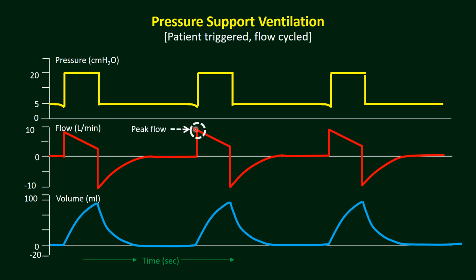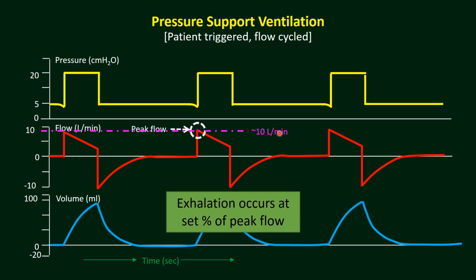So, after reaching that point, in the beginning of inspiration, as the inspiration goes on, the flow will come down gradually. So, this is the maximum inspiratory flow at the beginning of inspiration to reach this pressure. Here in this patient, it is 10 liters per minute. So, after this 10 liters per minute, inspiration will be ended after a certain percentage of this flow delivery when it is completed.